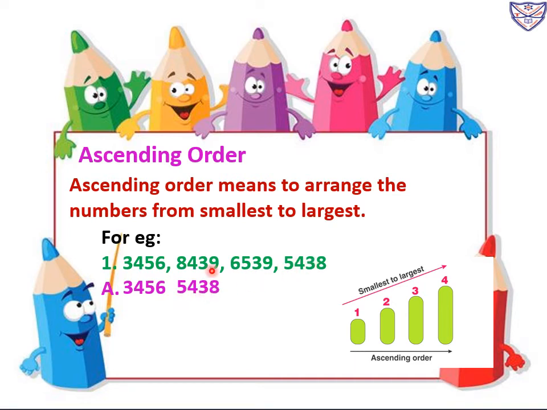So we will write 5438. Now we will compare between 8439 and 6539. In the thousands place, which digit is there? 8. And in the second number, which digit is there? 6. So between 8 and 6, which one is smallest? 6. So we will write 6539. And at last, which number is left? 8439. So we will write that at last. So this way we have to arrange numbers from smallest to largest.